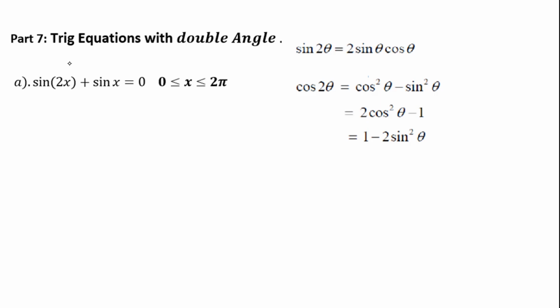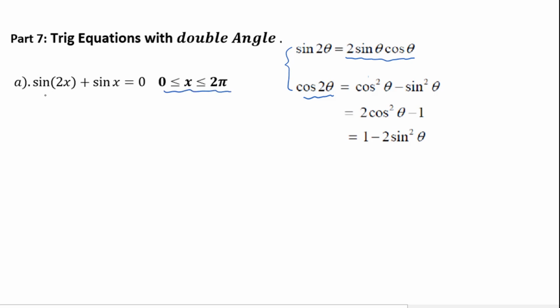This lesson is about solving trig equations with a double angle. This is the formula for double angle. For sine 2 theta, there is only one formula, so just use it. But for cosine 2 theta, you have three choices.